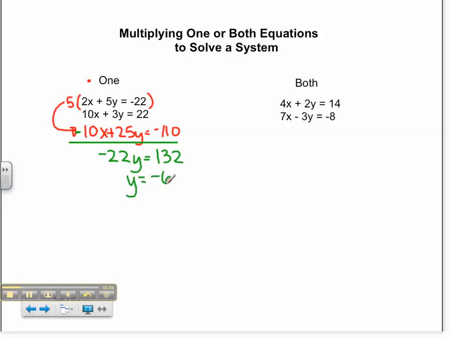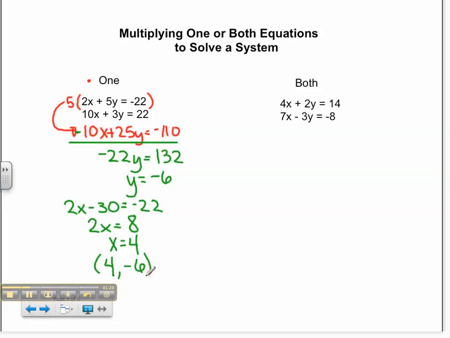I will then plug negative 6 into one of my equations to find out my x value. So I will go back to my original equation and do 2x minus 30, because 5 times negative 6 is negative 30, equals negative 22. I then add 30 to both sides and find out that 2x equals 8 and that x equals 4. Therefore, the solution to my system is 4, negative 6.